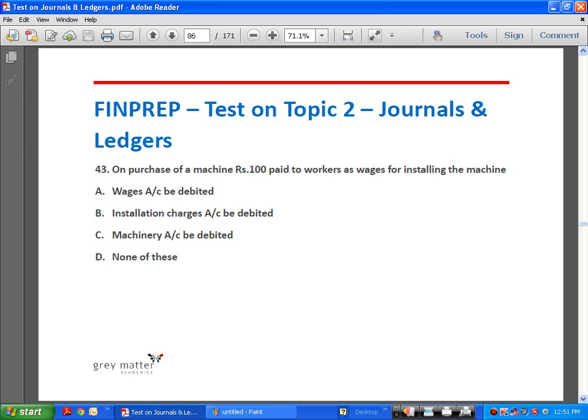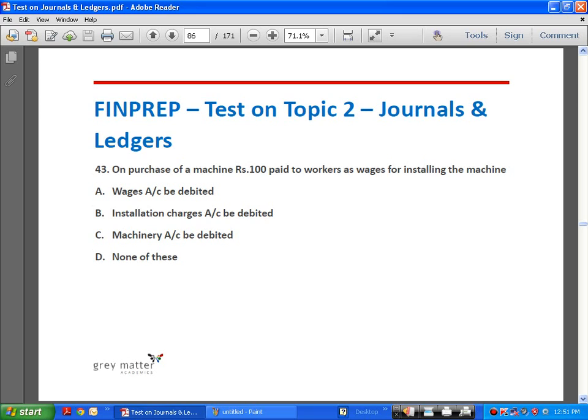Next. On purchase of a machine, rupees 100 paid to workers as wages for installing the machine. Okay, so how is this going to be treated? See, when a machine is purchased, cash goes out, an asset comes in. Machine is a real account, so the rule is debit what comes in. Cash goes out, cash is also a real account, so the rule is credit what goes out. So the accounting entry is machinery account debit to cash.